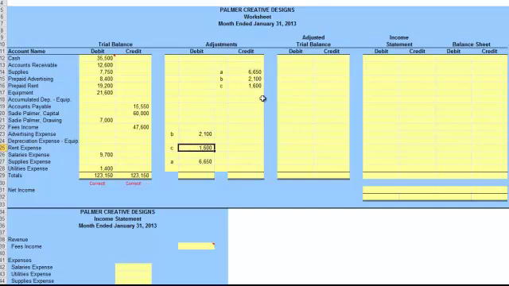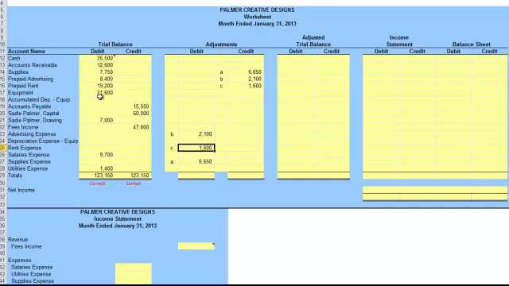$1,600 worth of rent has expired or gotten used up. Now my last adjustment is for depreciation. And it tells me that I'm using the straight line method, and the equipment has an estimated useful life of 10 years with no salvage value.